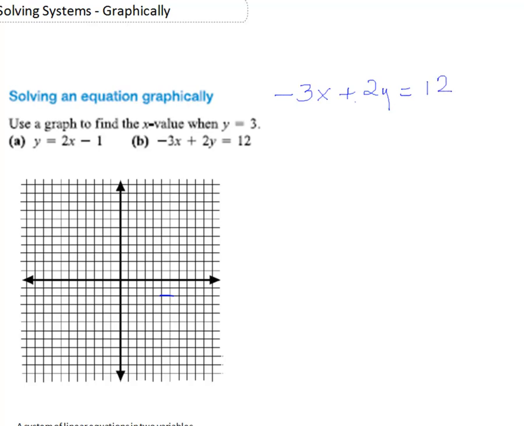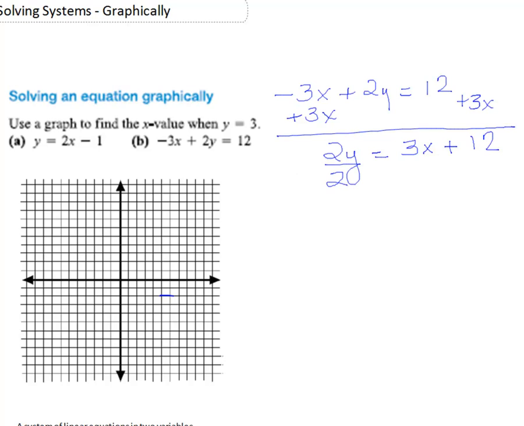Okay, now we're going to do b. This is a little bit more complicated. This is our line in standard form, and we're going to get it to slope-intercept form by solving for y. So we add the 3x to both sides. That gives us 2y equals 3x plus 12. And now we need to divide everything by that 2 so that we can get y by itself. So we get y equals 3/2 x plus 6.